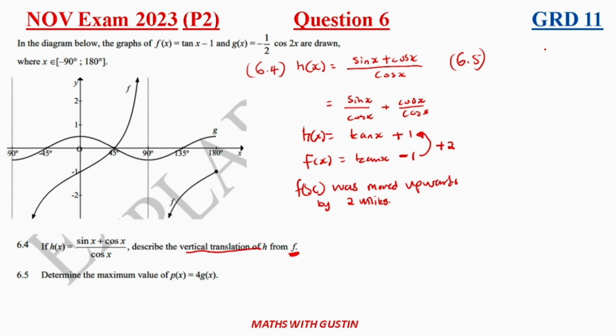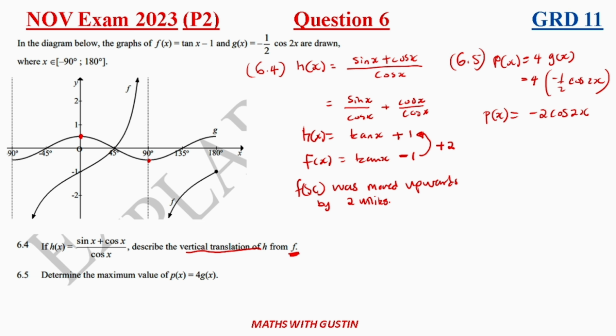6.5, it says here p of x is equal to 4 times g of x. And then they said we need to describe the maximum value. All right, so initially, remember the maximum value here, initially it was a half. So it means something happened there. They are multiplying it with 4. G of x, we're going to put g of x here, negative half cos 2x, close bracket there. When you multiply this by negative half, it's going to give us negative 2 cos 2x. So that's the new value of p of x.